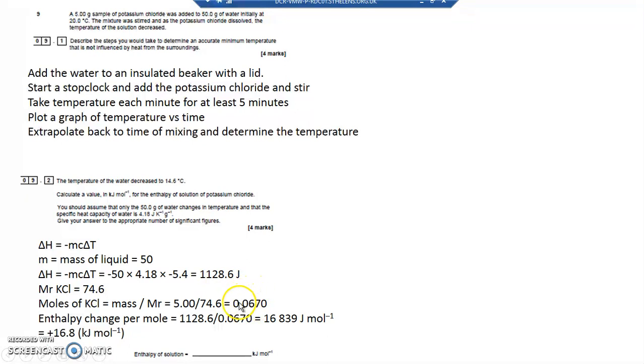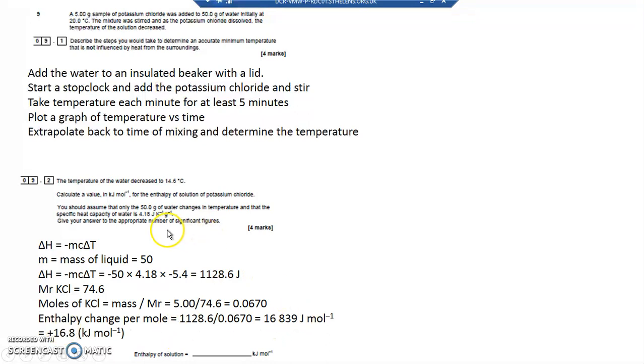So what I do is I do 1 divided by 0.0670, which gives my scaling factor to imagine what the enthalpy change would be for 1 mole, and I multiply by 1128.6. So it's 1128.6 multiplied by 1 divided by 0.0670, and that turns out to be 16,839 joules per mole. So I've worked it out per mole now, by scaling this value up.